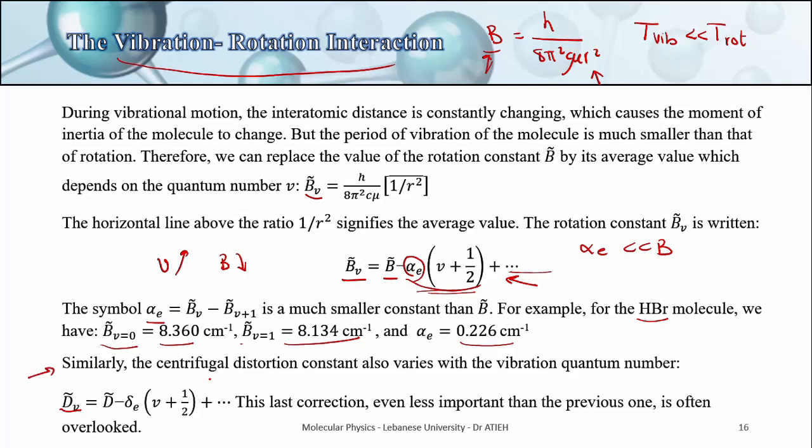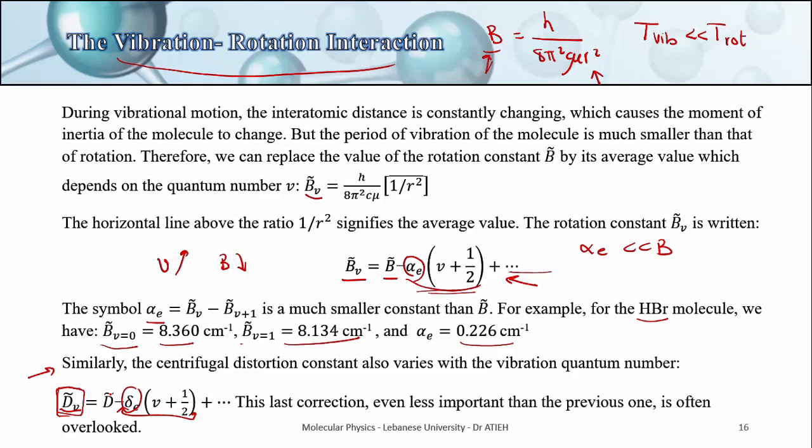Similarly, the centrifugal distortion constant also varies with the vibrational quantum number. Its expression is not developed in this course either. D_v for a certain level v is equal to D at the equilibrium position minus delta_e (v plus half) plus etc. So this is the most important correction. Delta_e is much smaller than D. You remember that D is already small. It's already very small. It's 10 to the power minus 4 of B.